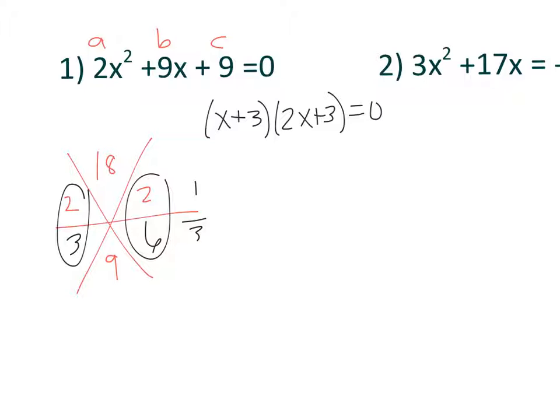Now I have to set both of these factors equal to 0. I'll write them in different colors. I'll set x plus 3 equal to 0 and solve for x and get x equals negative 3.